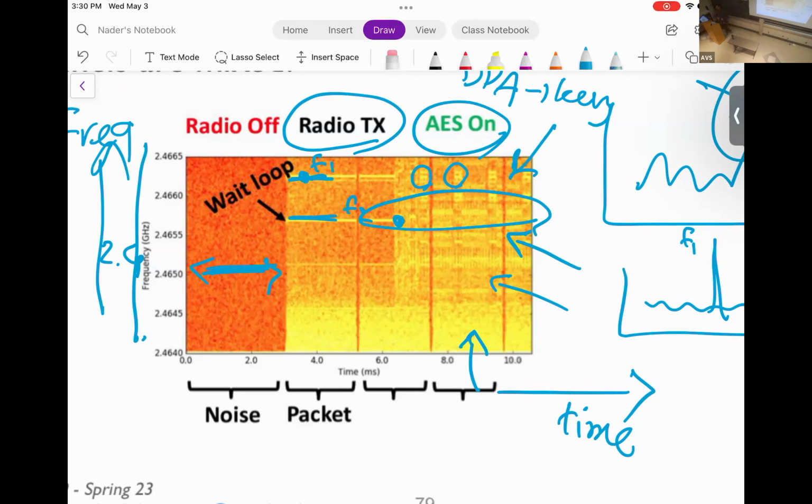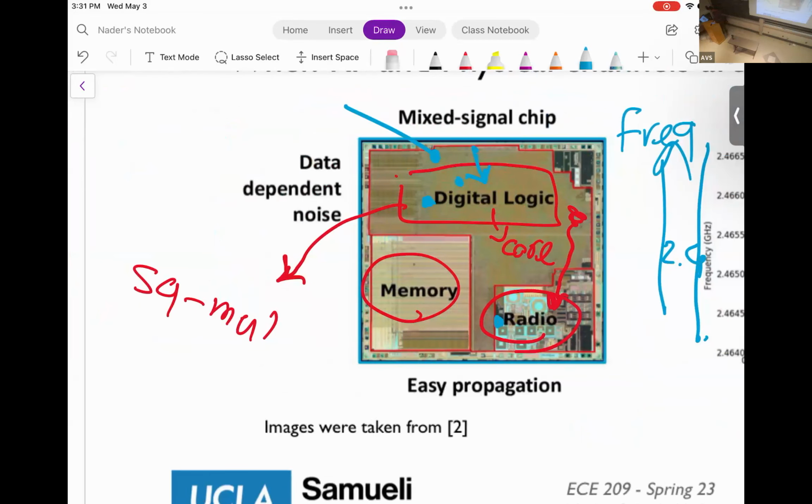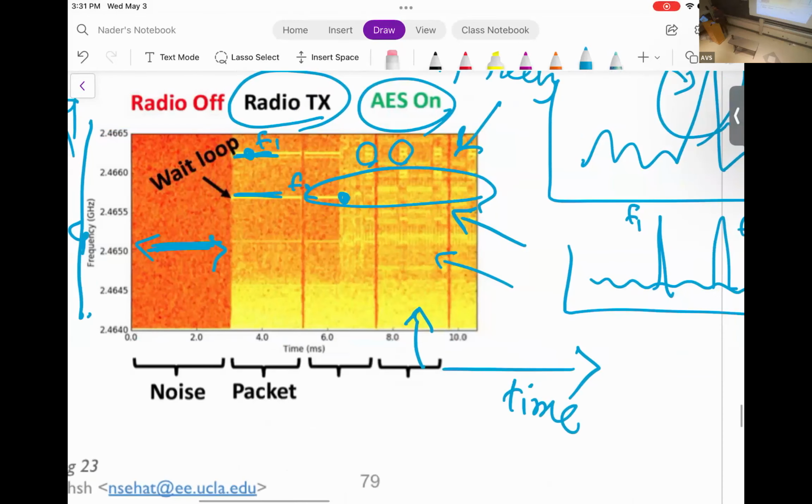So I want to run a conventional power side channel attack. I could have just had a probe here and run the attack directly on the device. I could have done that. But if this device is not close to me, then this method is actually telling me that if you have a BLE antenna far away from the device, you still can launch your power side channel attack because essentially that signal will leak into your RF signal. Okay? Any questions?